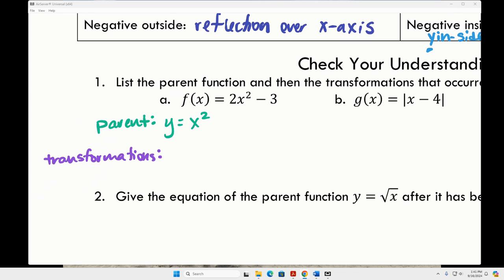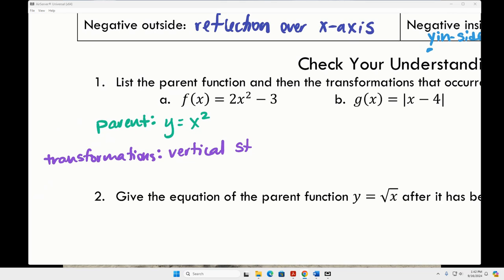Okay, this one has 2 transformations. One of them is multiplying by 2. Would you say that's on the outside or inside? It's on the outside because there's no inside. There's no parentheses. It has to be parentheses or brackets or something for there to be an inside. So multiplying by 2 on the outside is going to be a vertical stretch.